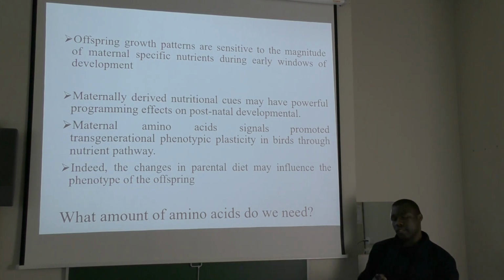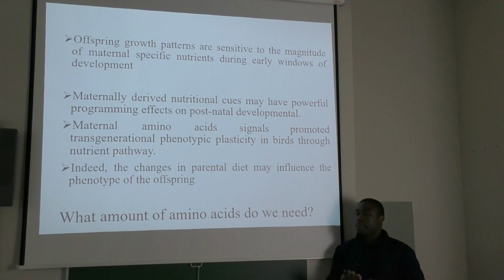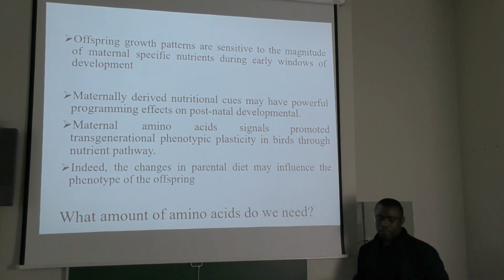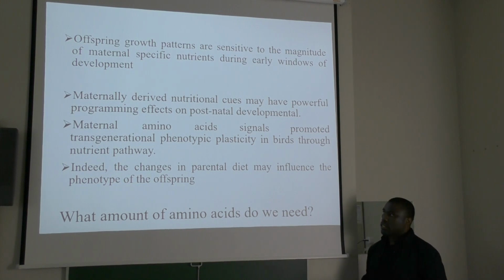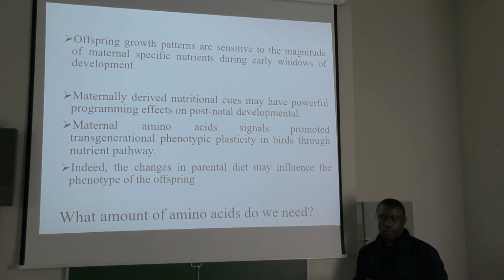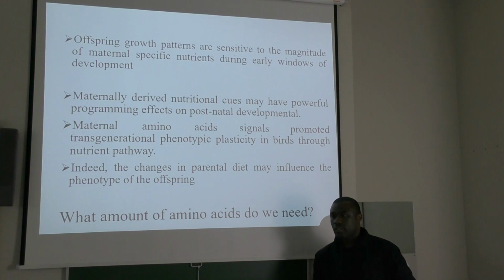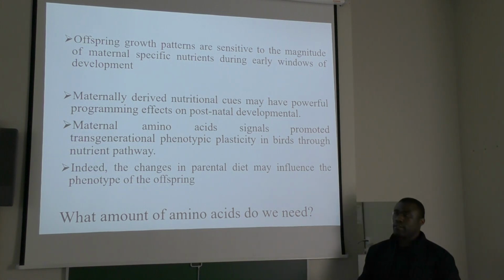So maternal derived nutrient cues may have powerful programming effects on postnatal development, but indeed these changes are important during the early stage of development, so they may influence the phenotypic development later in time. But we could ask ourselves, what amount of amino acids do we actually need? For example, we human beings, what amount of amino acids do we need in order to grow?